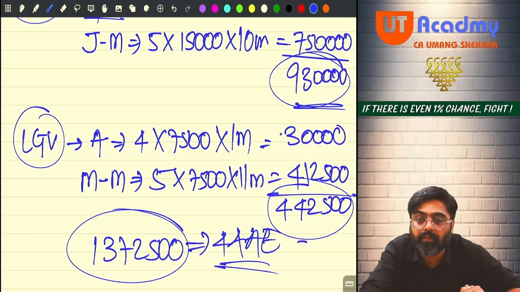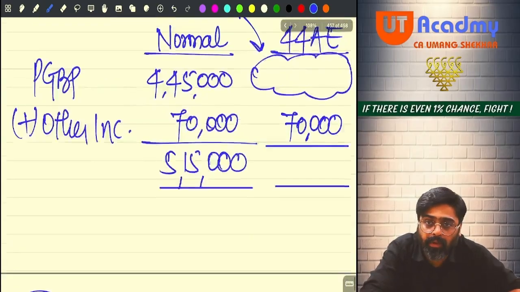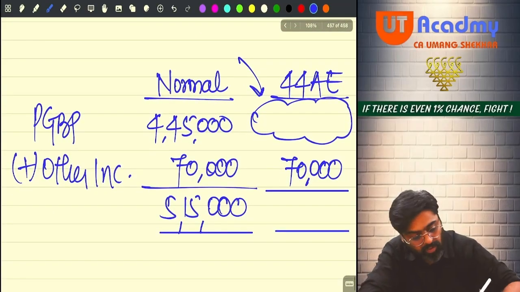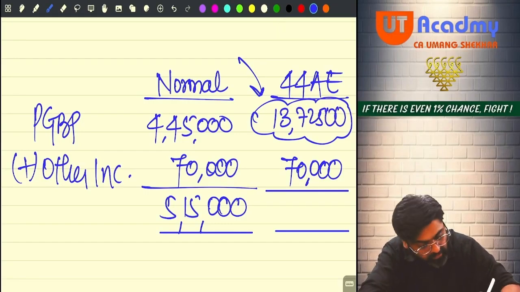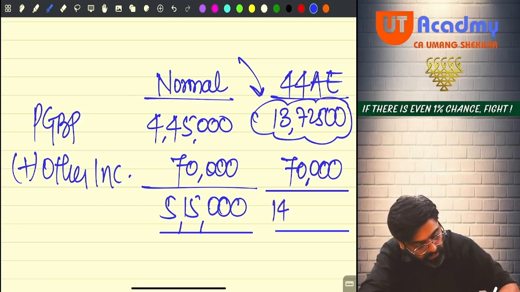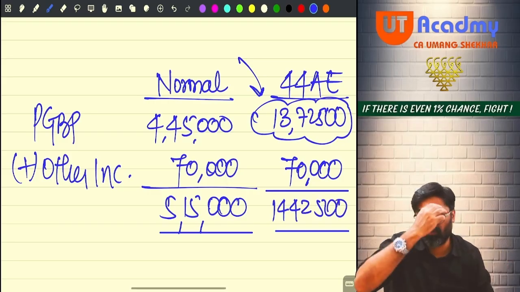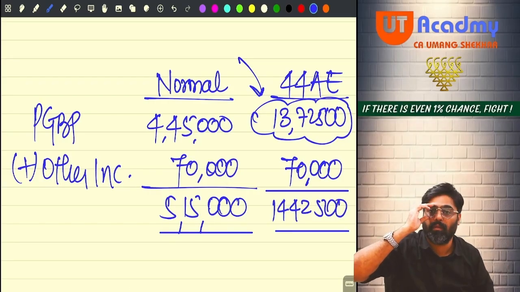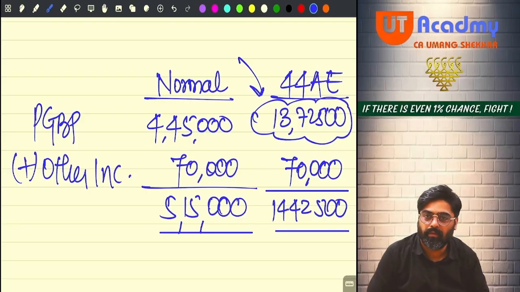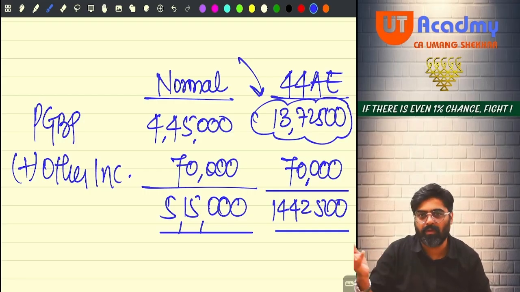Everyone got this? Now if he is following the presumptive provision, how much income will he have to show? 13,72,500 plus his other income of 70,000 will give him 14,42,500. Tell me, which is the better option for him? Normal one. We will maintain books of accounts, we will get them audited also, we will follow normal only. We are supposed to pay tax only on 5,15,000.